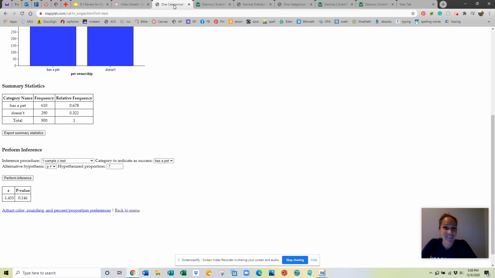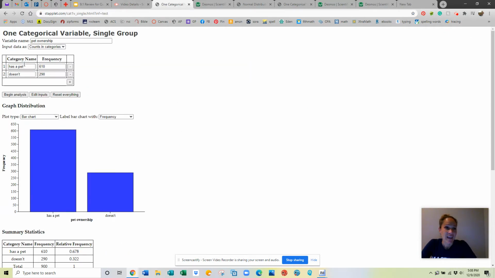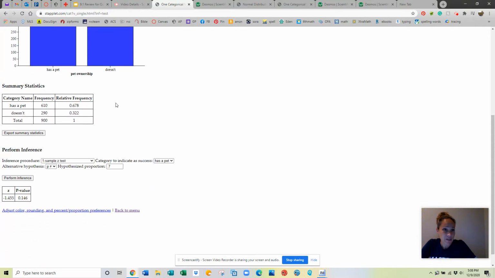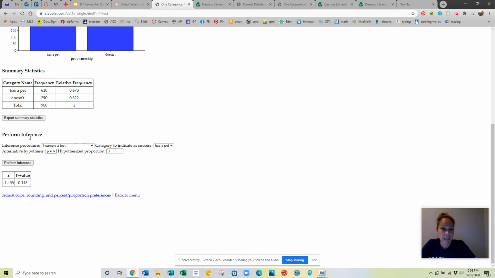If you look at the data here, we know that has a pet, 610. Doesn't have a pet, 290. You can put whatever you want right here, but if you put something that is in the context of the question, it helps a little bit. Then you're going to scroll on down here to where it says perform inference. We are doing a one sample z-test for Canadians who have a pet. And our hypothesized proportion is 70%, so 0.7. And then make sure that you look at this alternative hypothesis here.